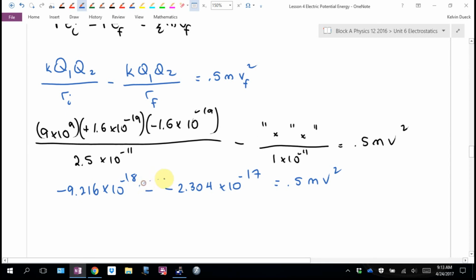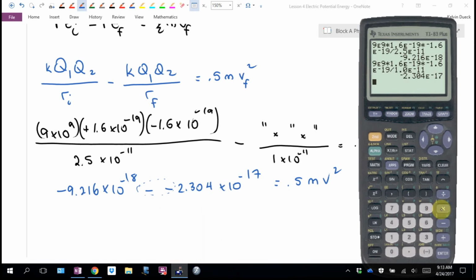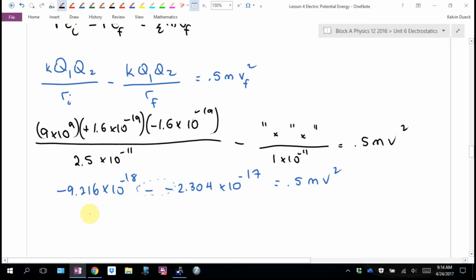Hey, Nick, do you notice the minus minus? So I'm going to multiply this by negative 1, and now it's a positive. And then I'm going to add to it negative 9.216 times 10 to the negative 18. I'll add those together, and I get a positive answer. Whew. I'll write down that whole thing. It's not too many sig figs. 1.3824 times 10 to the negative 17 equals 0.5 mv squared.